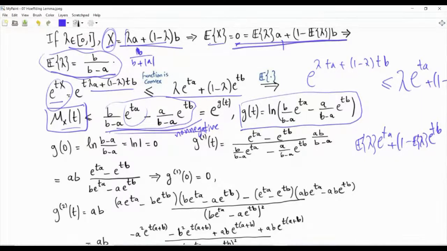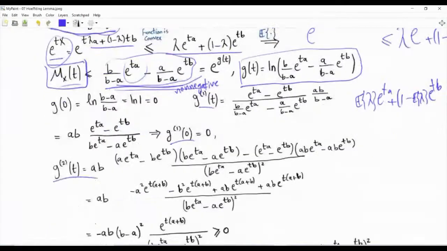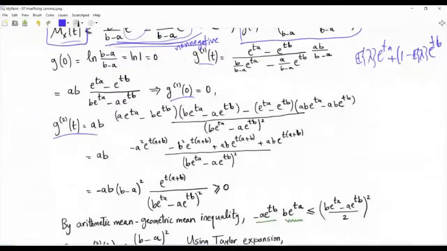Then you can differentiate it once, and you will find that its first derivative at 0 is 0. And then you can differentiate it twice with respect to t. Again, this is just using the rules of differentiation, nothing else. And you will discover that this is its second derivative. And the second derivative is greater than or equal to 0, again because a is a negative number.